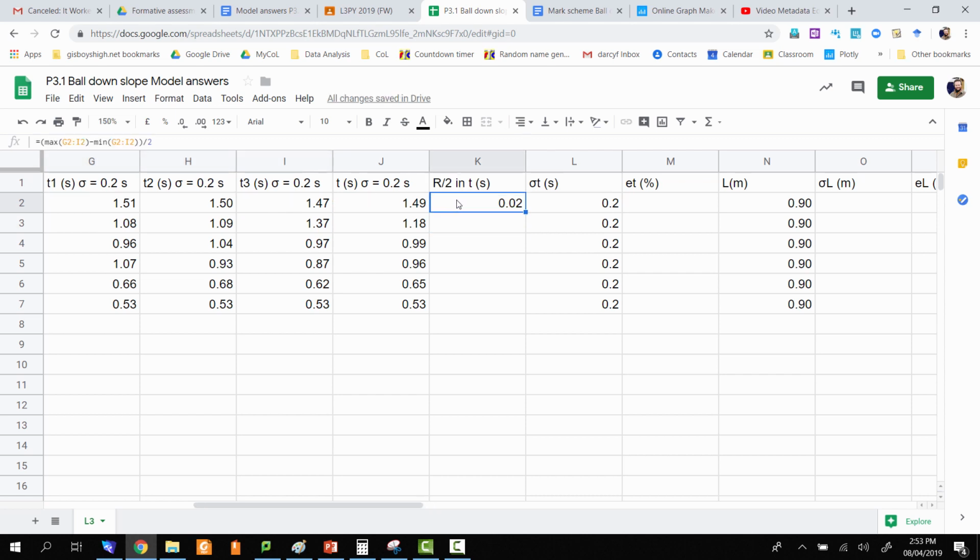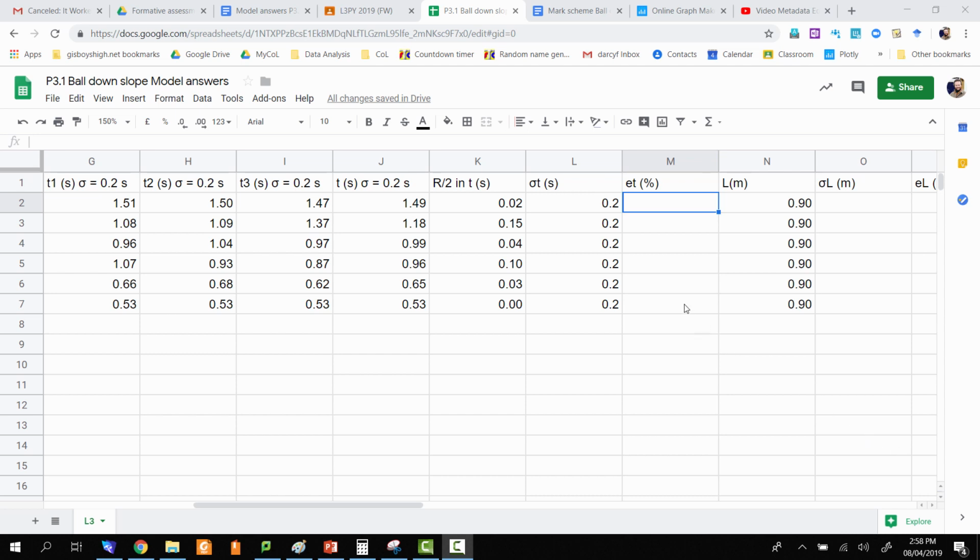Not very much. So although we estimated it was at 0.2, in this particular case, it's only varying by 0.02 of a second. We drag all those down because it's the same thing each time. And you'll see that although there's one of them that has no variation whatsoever, there's one of them that has a 0.15 variation. And to one significant figure, 0.2 is a good estimate, so I'm going to leave it at that.